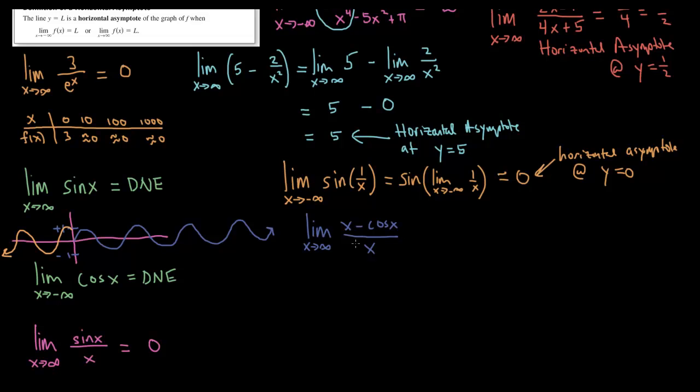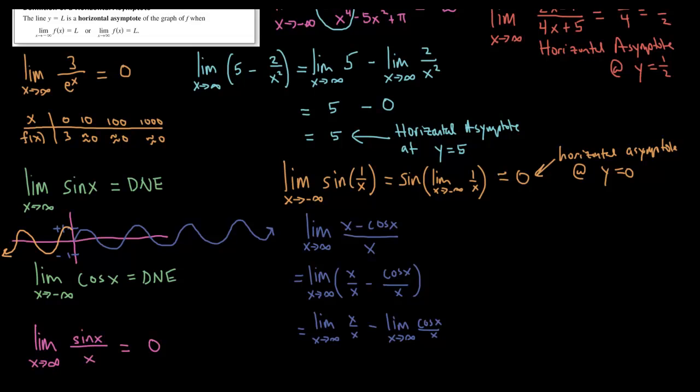We know that we can break apart the argument of the limit into two separate fractions. That is, we could say this is equal to the limit as x approaches infinity of x over x minus cosine x over x. I just broke the fraction apart instead of having it combined. But now we can say this is the difference of two individual limits. So we can say this is the limit as x approaches infinity of x over x minus the limit as x approaches infinity of cosine x over x.